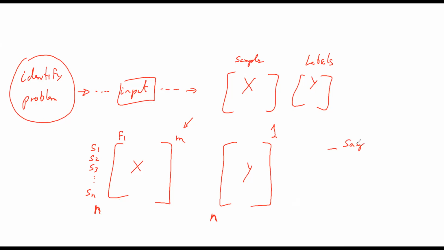What is a sample? It's basically a row in X. What is a feature? Basically a column in X, right? And then what is a label? It's basically one of these, a row of 1, right? So label 1, label 2, label 3, dot, dot, dot, label n, okay? So that's basically the idea for now.